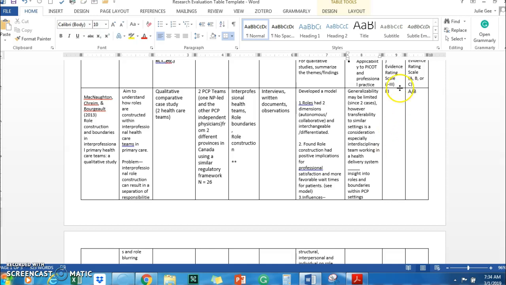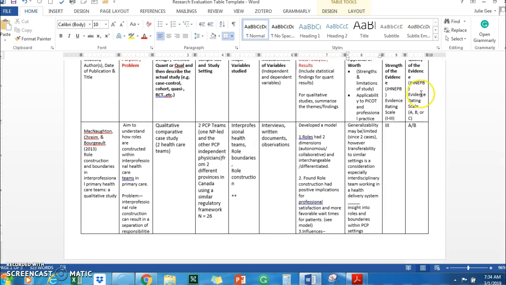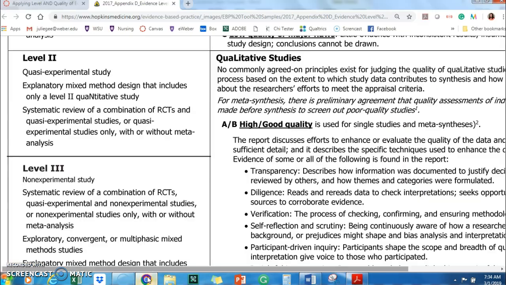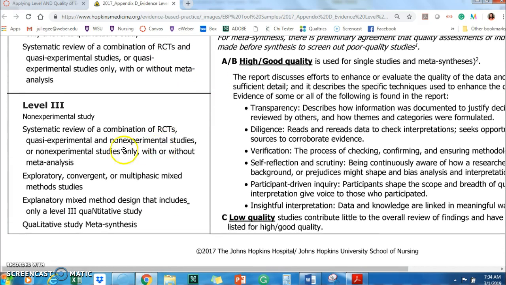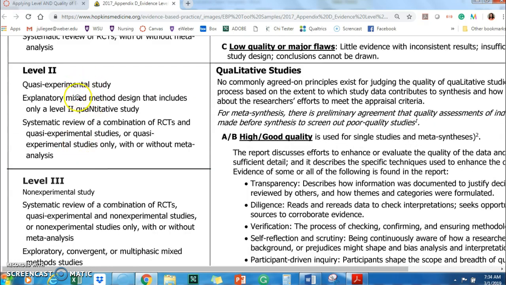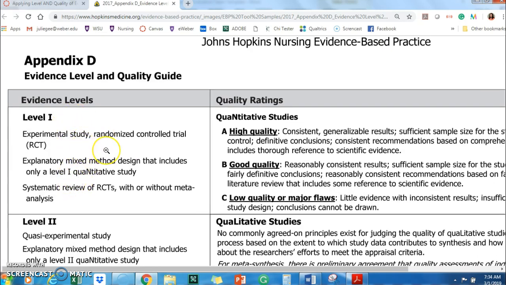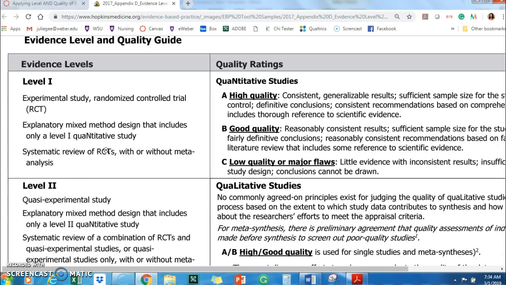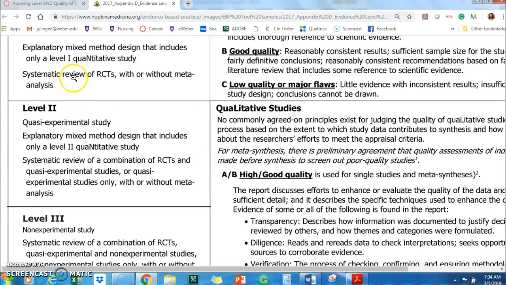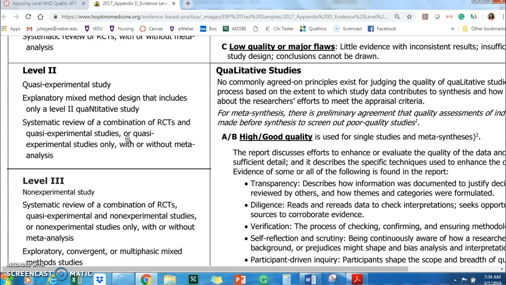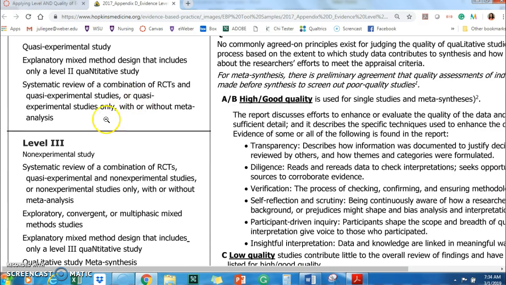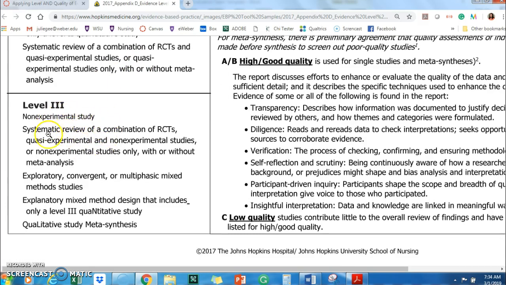The evidence rating, I gave it a 3 and I gave it an AB for the Johns Hopkins tool. And why? Let me go back here. 3 because it didn't fall into any of these categories. Experimental is 1, explanatory, systematic review of RCTs. Quasi, I would have thought that would have been up there, but that's okay. So the qualitative, it falls in here.